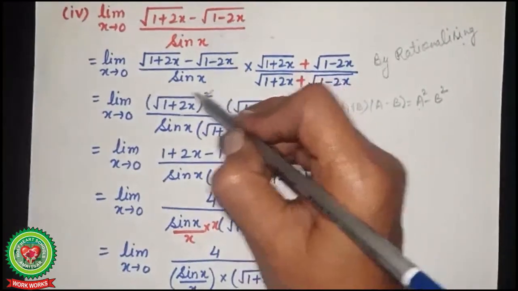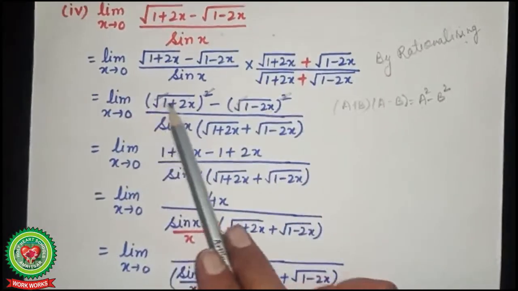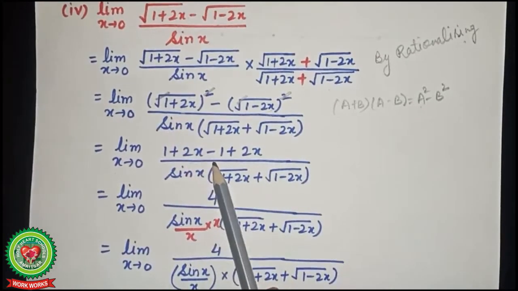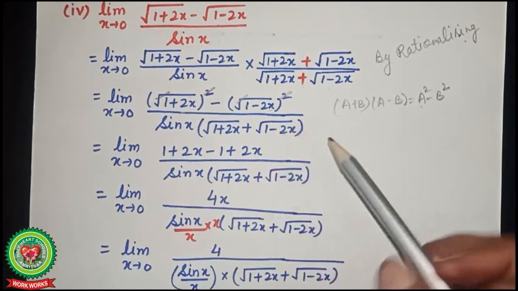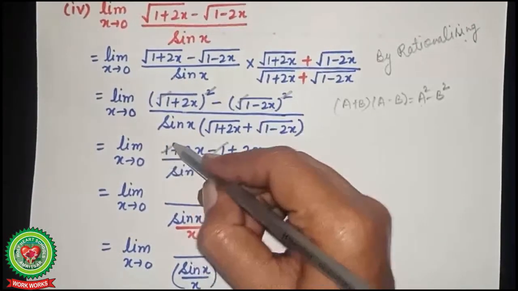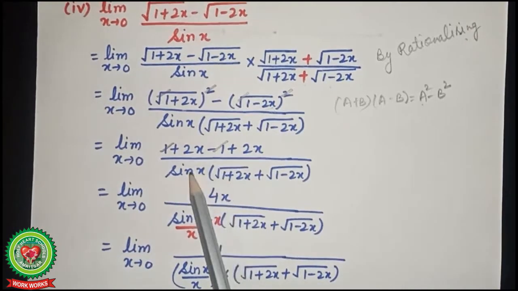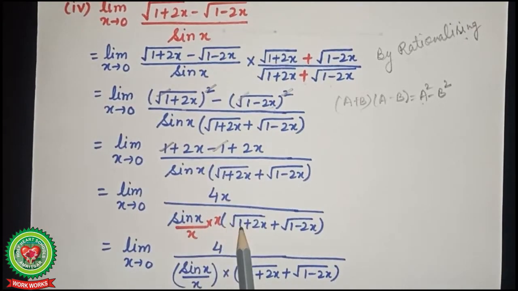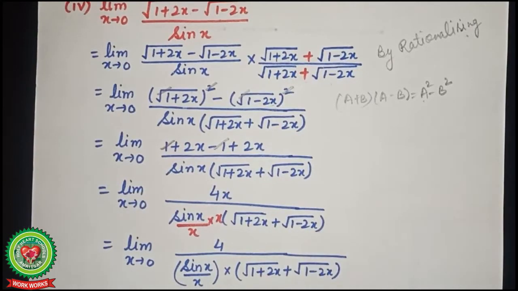Now here the square cancels with the square root sign. So we are left with 1 plus 2x minus 1 plus 2x upon the same denominator. Here minus 1 cancels with plus 1, and 2x plus 2x is 4x. Sin x multiplied by under root of 1 plus 2x plus under root of 1 minus 2x.